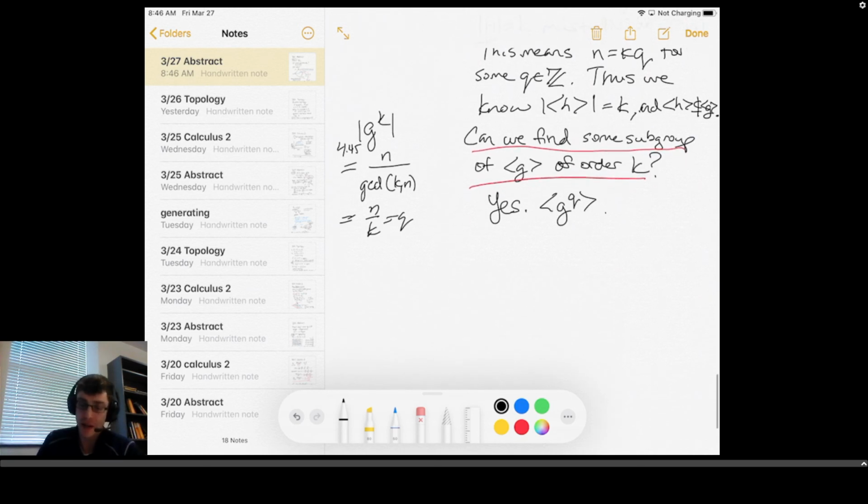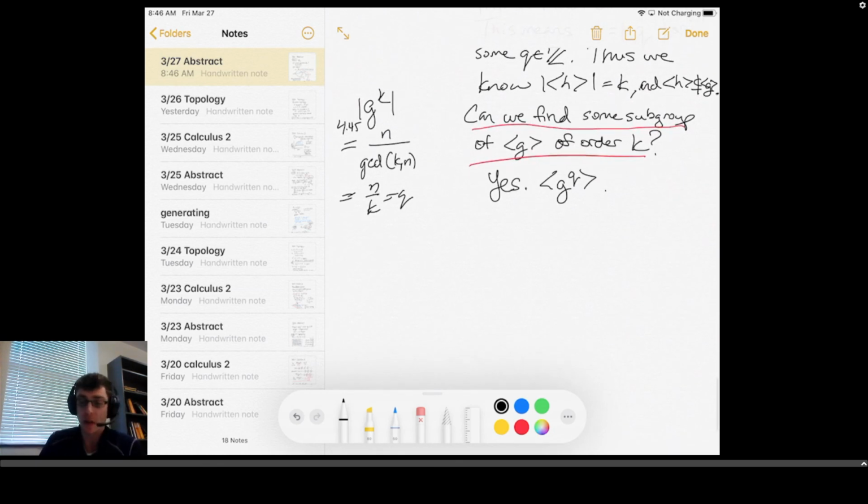So, right, basically, we know all the subgroups have to look like this because the subgroup generated by G is cyclic. All subgroups of cyclic are cyclic. And we know the order. So, I guess it's easier to just write that. The order of G to the Q is equal to n over the GCD of Q and n. But Q divides n. So that is Q itself. And this is K, because n is K times Q.